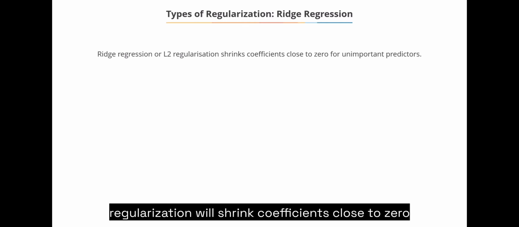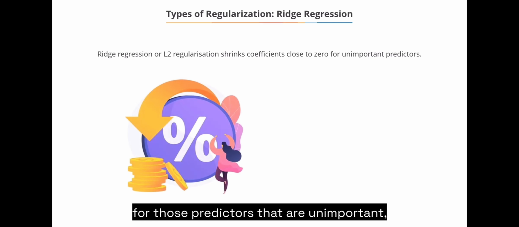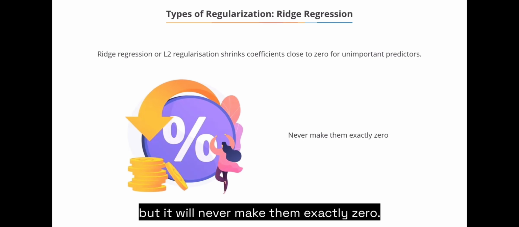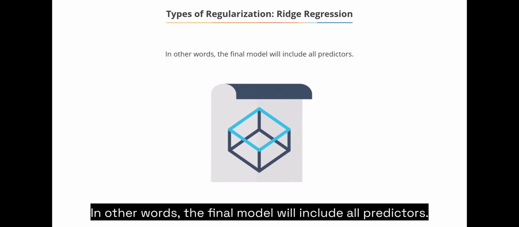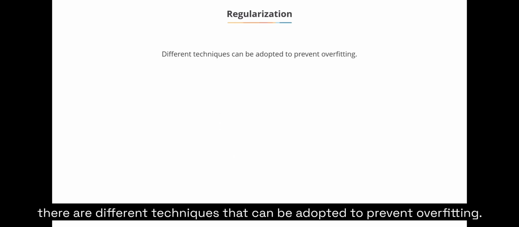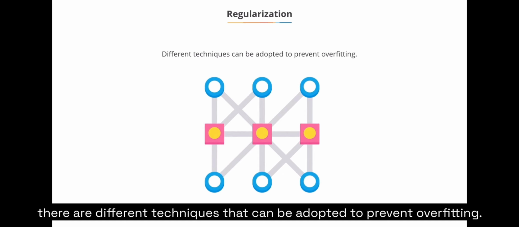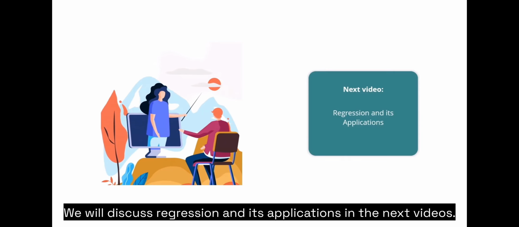regularization will shrink coefficients close to 0 for those predictors that are unimportant, but it will never make them exactly 0. In other words, the final model will include all predictors. As you can see, there are different techniques that can be adopted to prevent overfitting. We will discuss regression and its applications in the next videos.